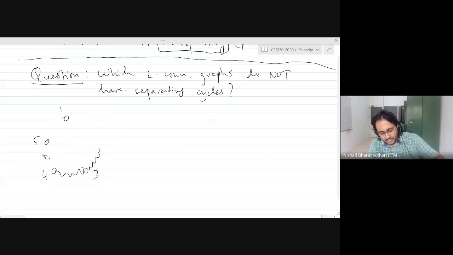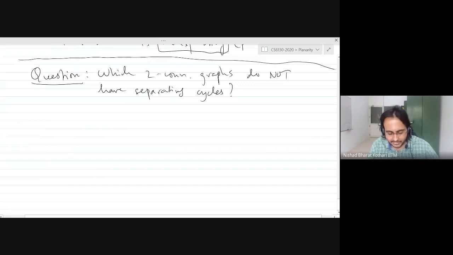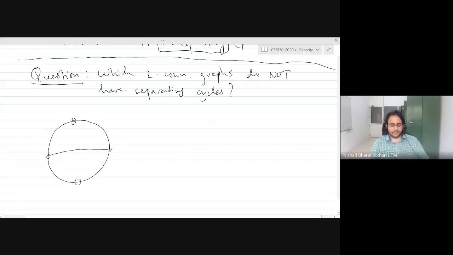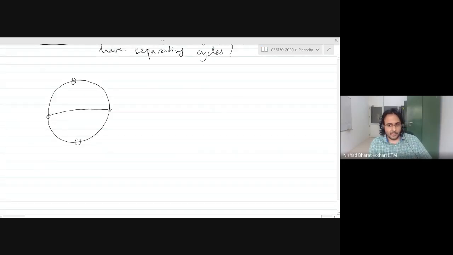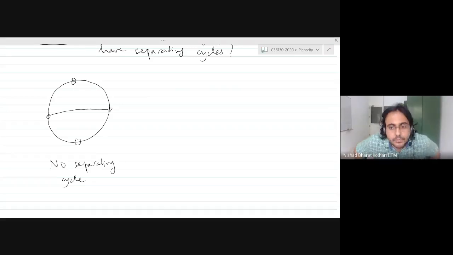But okay, good attempt. What about a second attempt? Give me the simplest graph you can which does not have a separating cycle. Somebody said K4 minus 1 edge. So let me draw that. Does this graph have a separating cycle? Someone said it does not. What do other people think? No separating cycle. It's not difficult to check. There are only 3 cycles in this graph, and you will always get exactly one bridge.